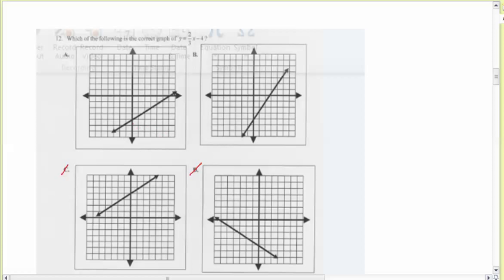Okay, now I need to see which has the slope of up 2 and over 3. Up 2 over 1, 2, 3. This one looks like it's up 2, 3, and over 2. So it's going to be letter A, because I'm looking for the one that's up 2 and over 3. So it's up 1, 2, and over 3. So 1, 2, 1, 2, 3. So it's letter A. Okay, next problem.